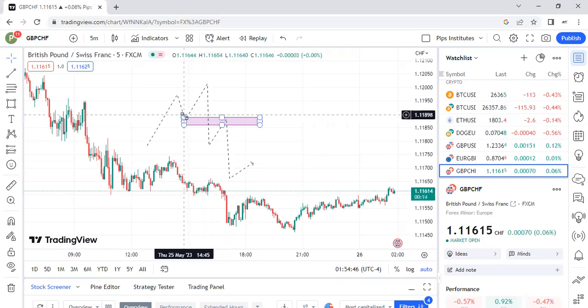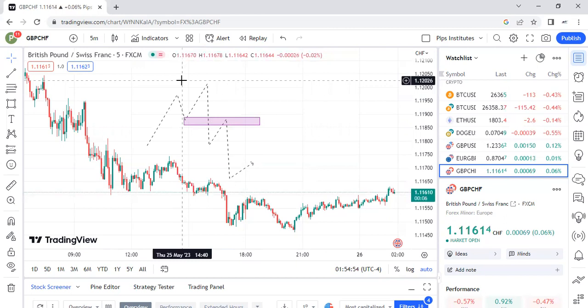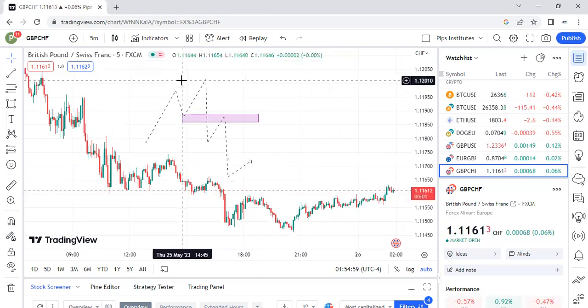either at the high of the bullish order block. You can set your stop loss at the high of this or at the high of this place, depending on your risk appetite. I'm just giving you ways that you can set your stop losses. It all depends on you.